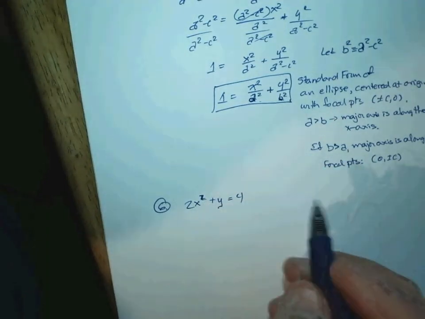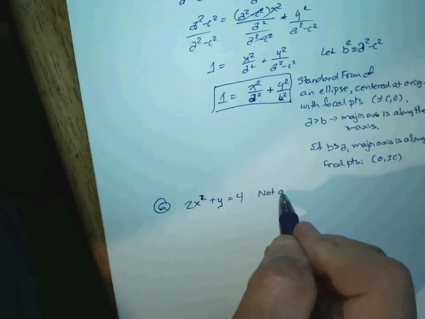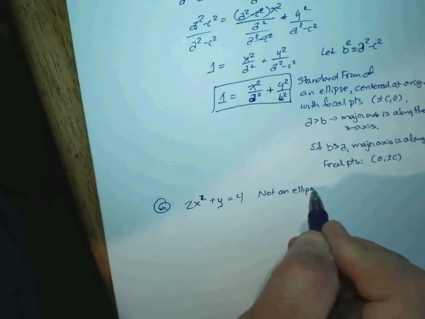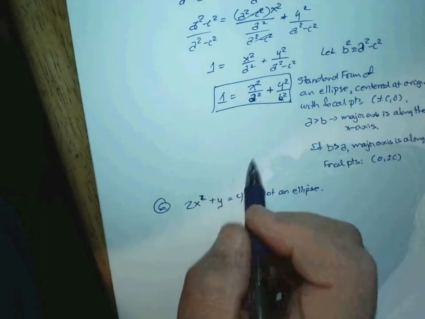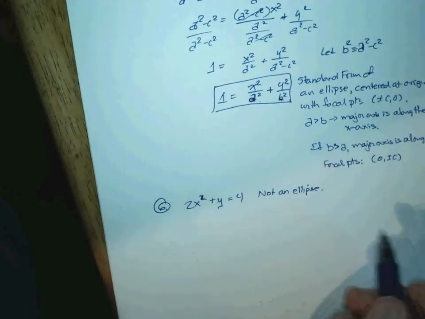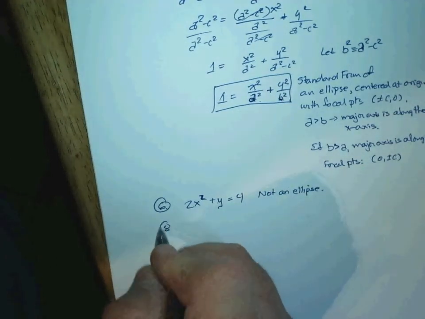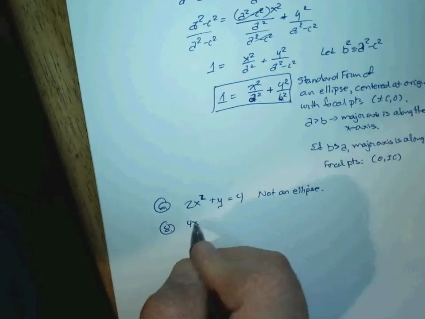He gives you 2x squared plus y is 4. This is not an ellipse. And the reason it's not an ellipse is the y is not being squared. The y has to be squared in that form.